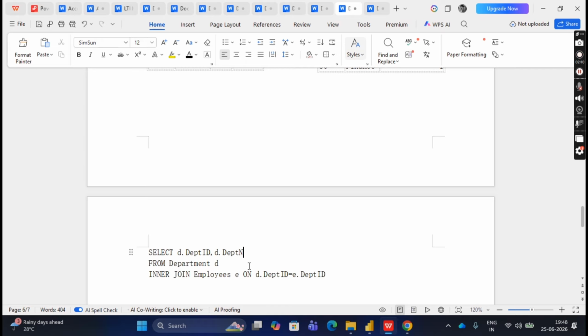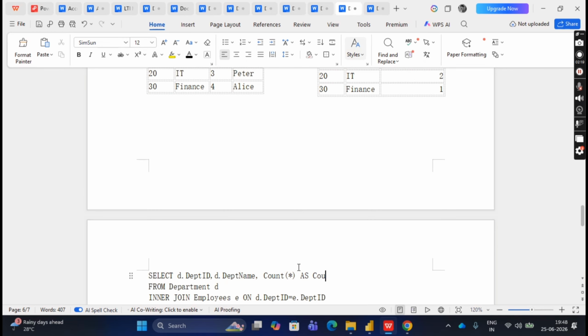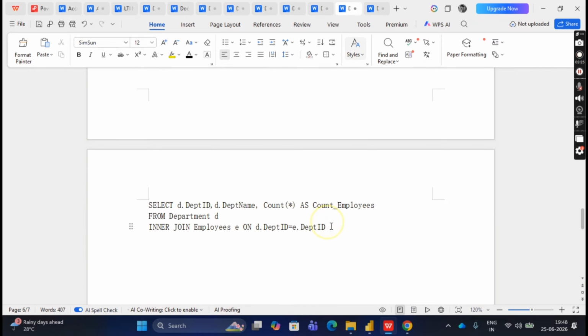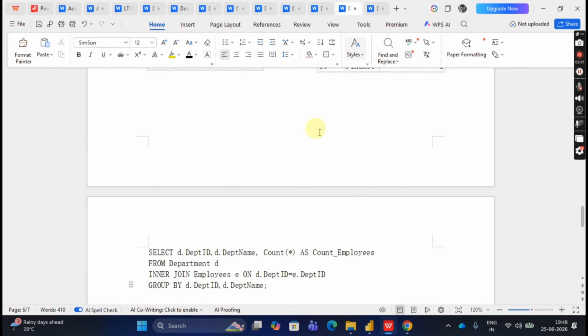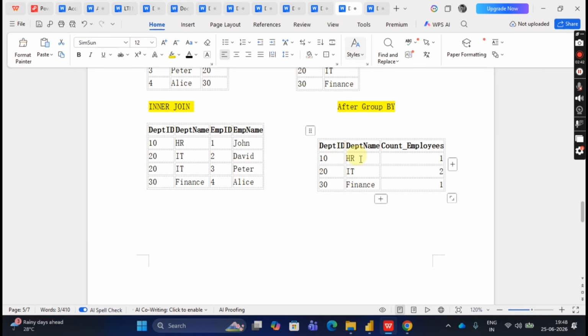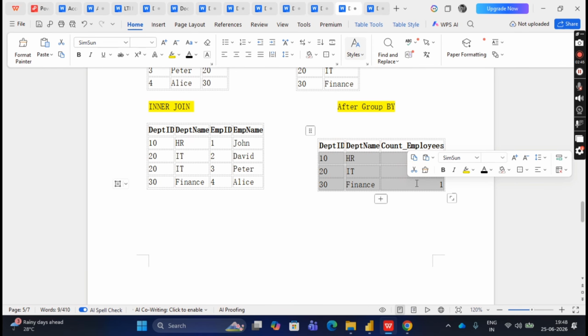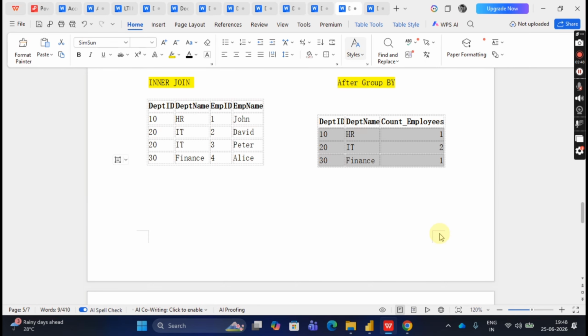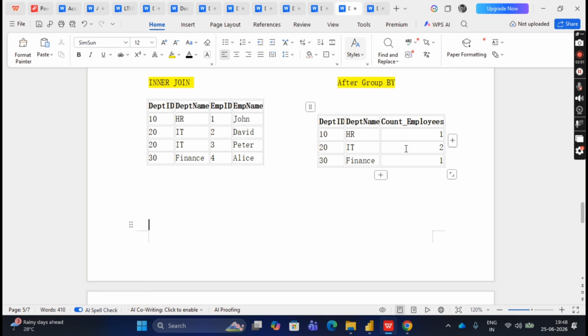We will use count star in order to count the number of employees in each department. To get the number of employees in each department, we just do group by D.department_id, D.department_name. So it will group by department ID and department name, and show the count of employees for each department ID and department name, which is the number of employees working in that particular department, under a new column which we have named as an alias.